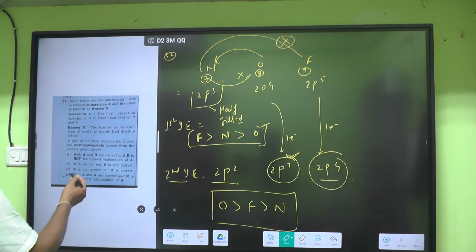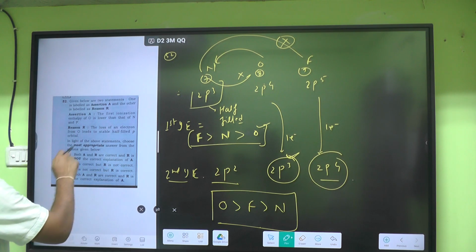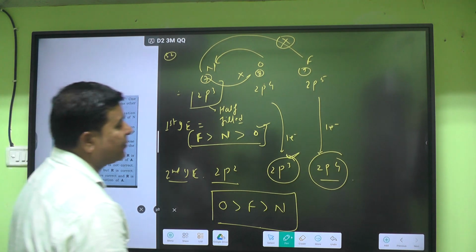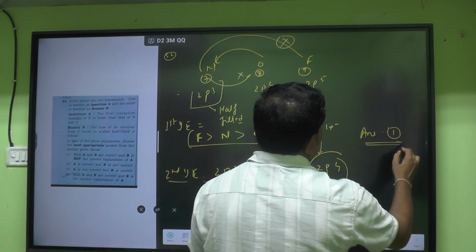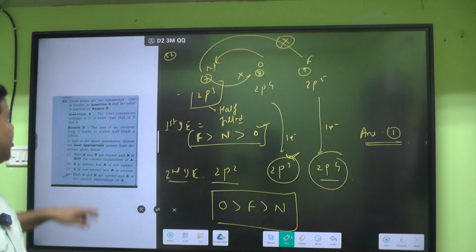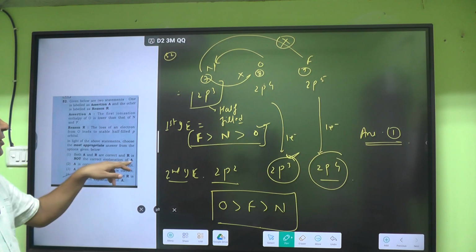So the first assertion is correct, but it is not the correct explanation of the assertion. That's why the first option is correct. What is the answer? First. Question 52, the answer is first. The first option is correct here, because the explanation is not correct. It is not the correct explanation of A.